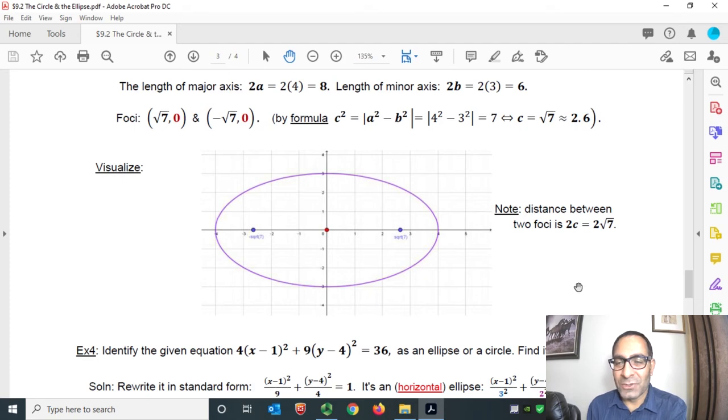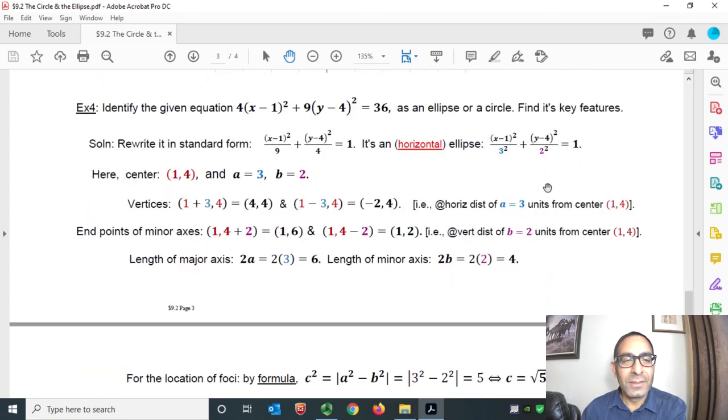Now let's move on. Now let's do example 4. Identify the given equation. The given equation is 4 times (x minus 1) squared plus 9 times (y minus 4) squared equals 36. Is it an ellipse or a circle? Find its key features. Begin the solution.